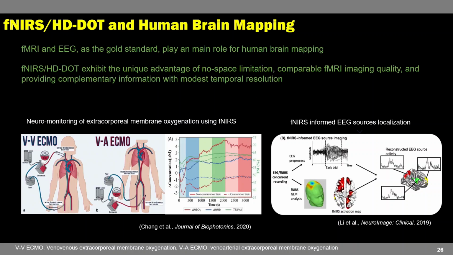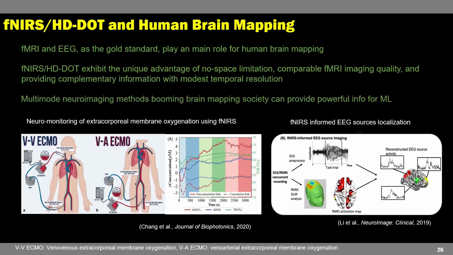And the other one, EEG: yes, we admit that they have good temporal resolution, but due to volume conduction, we cannot do source localization. In that case, fNIRS can do that. And also, they have a study that uses fNIRS to inform EEG source localization. So this also helps EEG. We can get temporal and spatial domain information together. Yeah, so that's it for this part.